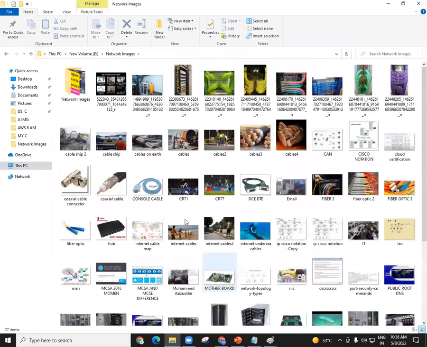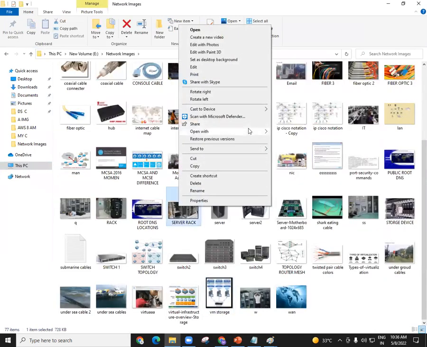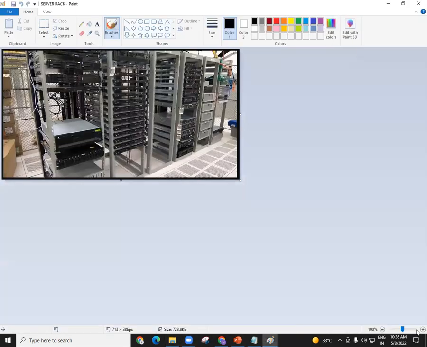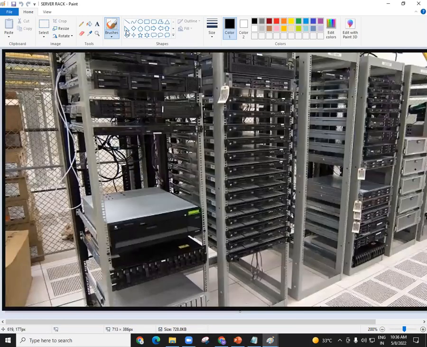I'll just show you a data center here, a very simple data center. Now this is the data center, my friend. Let me just elaborate a bit more here.